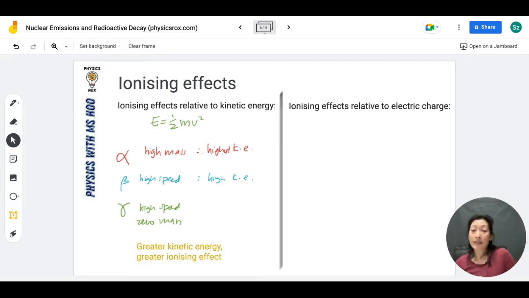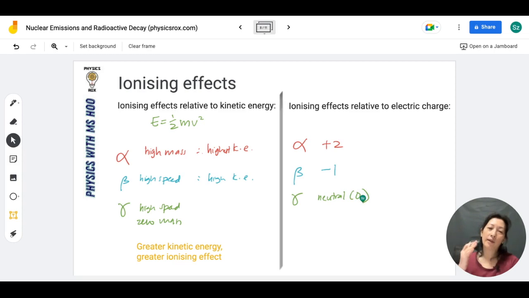Now, in terms of the electric charge, remember that alpha has 2 protons, 2 neutrons, which means that its relative charge is positive 2. Beta is a high-speed electron, and electrons have a charge of negative 1. Gamma is a high-frequency electromagnetic wave. And if you've recalled what you've learned about electromagnetic waves, no mass, no charge. And also because there's no particles, right? No protons, no electrons. So it's basically neutral. Neutral means the charge here is 0.